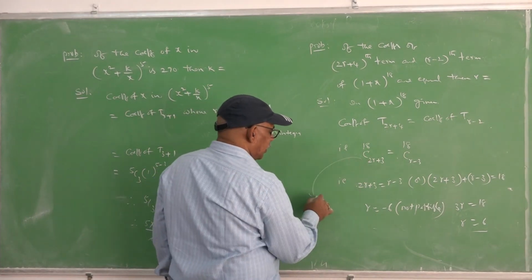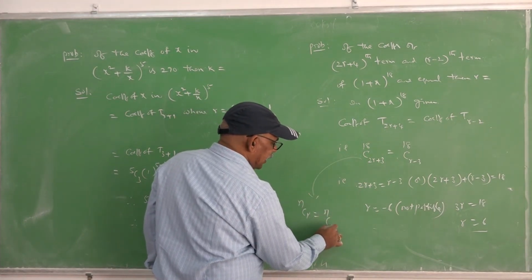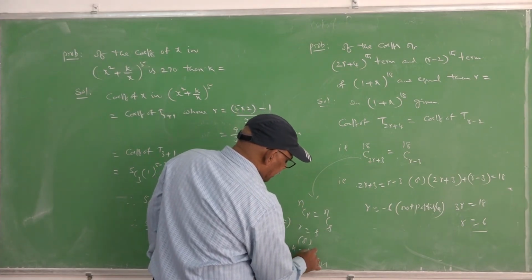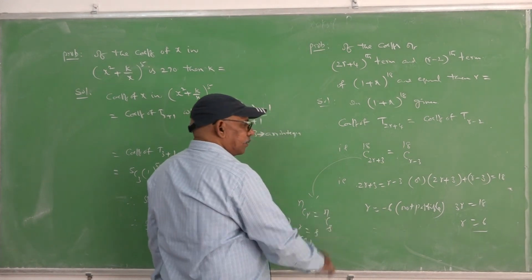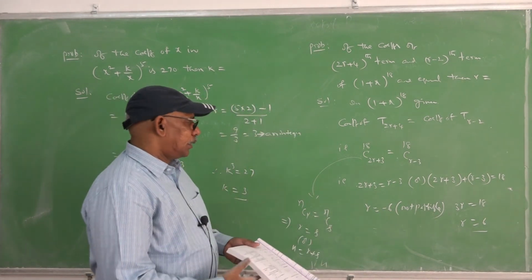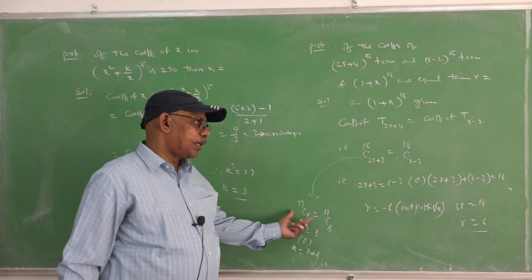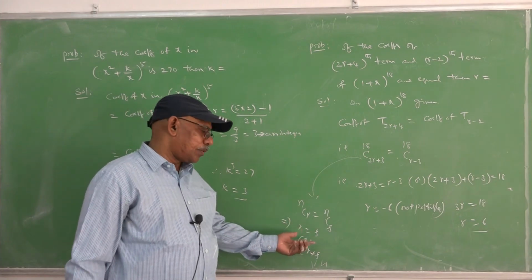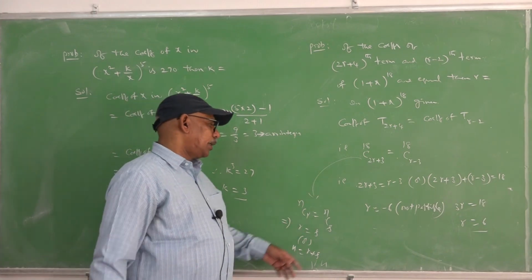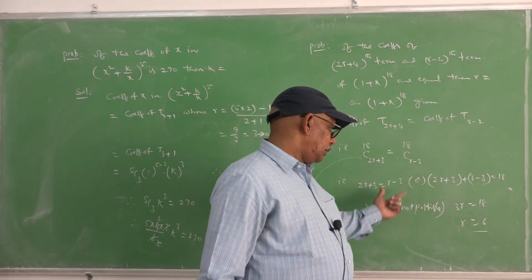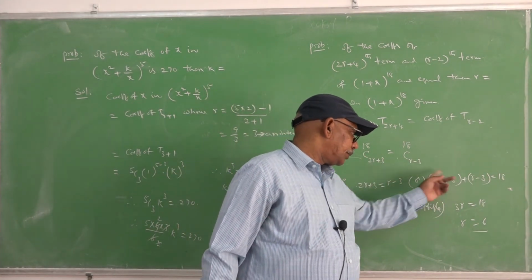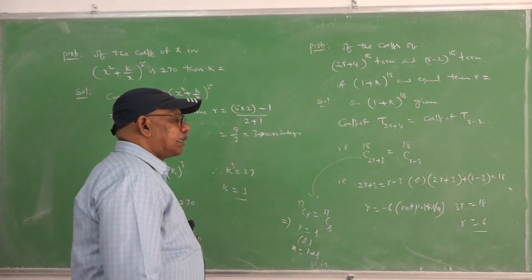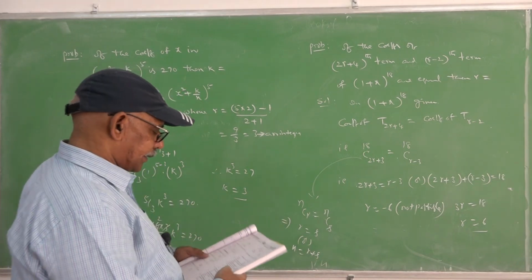The concept here is nCr equal to nCs implies either r equal to s or n equal to r plus s. That is the point related to the binomial coefficients. Here r equal to s is not possible because r cannot be negative. So r plus s equal to n is possible. In such case r takes the value 6.